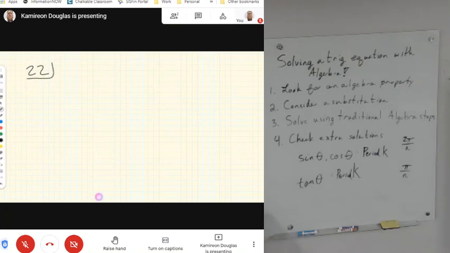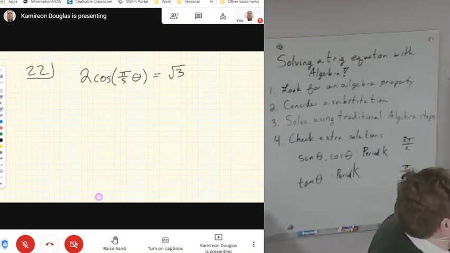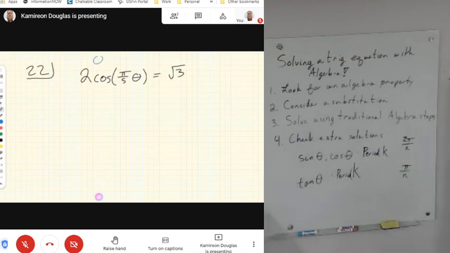Again, find all solutions between 0 and 2 pi. Cosine of pi over 5 theta equals square root of 3. Again, we're looking for all possible ones between 0 and 2 pi per the instructions.